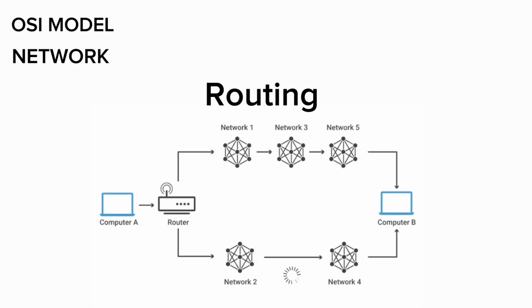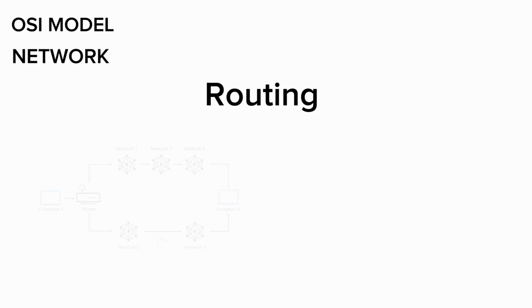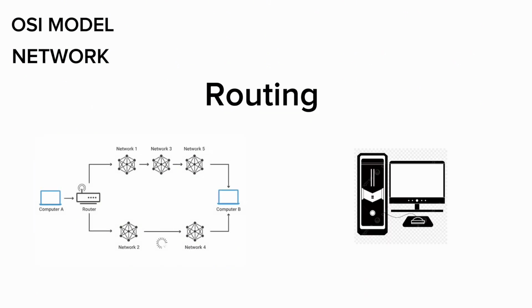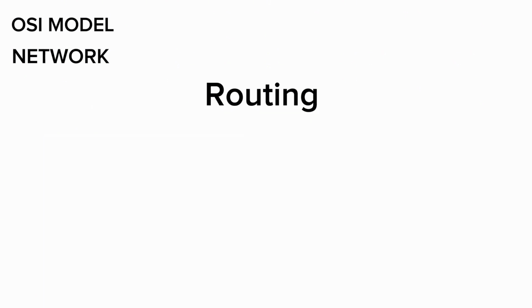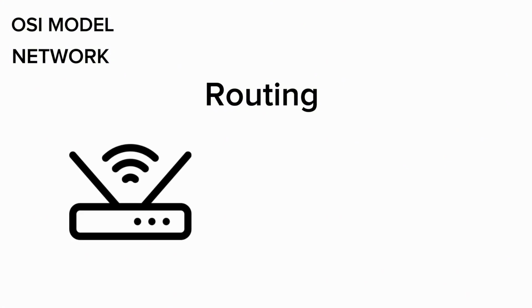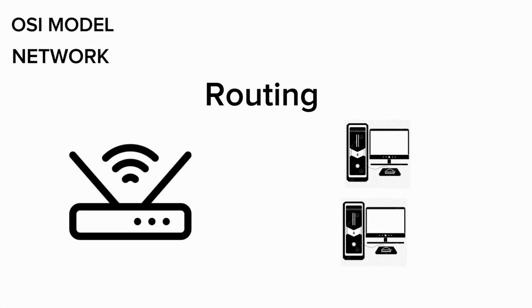The third one is routing. Routing is the process of determining the path that data packets should take from the source to the destination. Routers are devices that operate at the network layer and make the routing decision based on the destination IP address in the packet header.